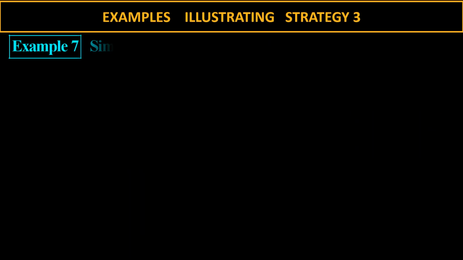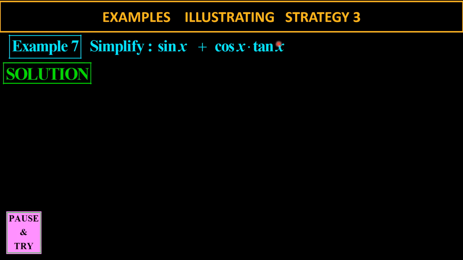Now let's consider another example. Okay, first of all, are there any like terms? No. Can I cancel out anything? No. Right? Can I factorize? No. So I cannot do strategy 1, I cannot do strategy 2. So now I have to use strategy 3. What is strategy 3? I need to use an identity.